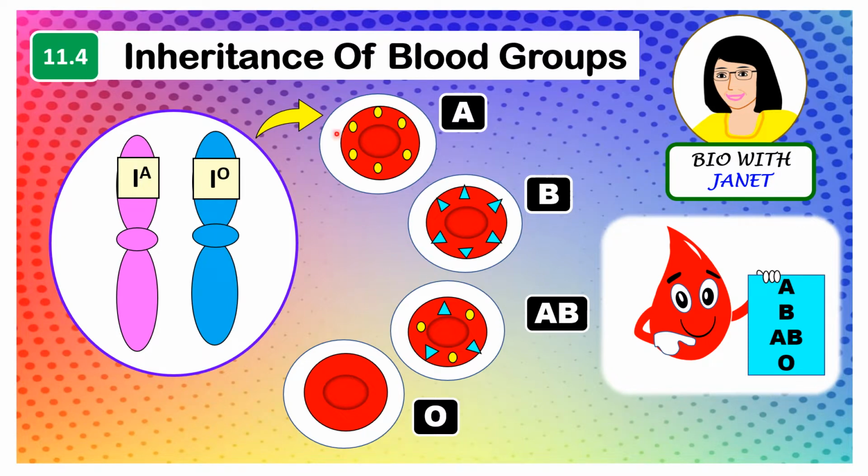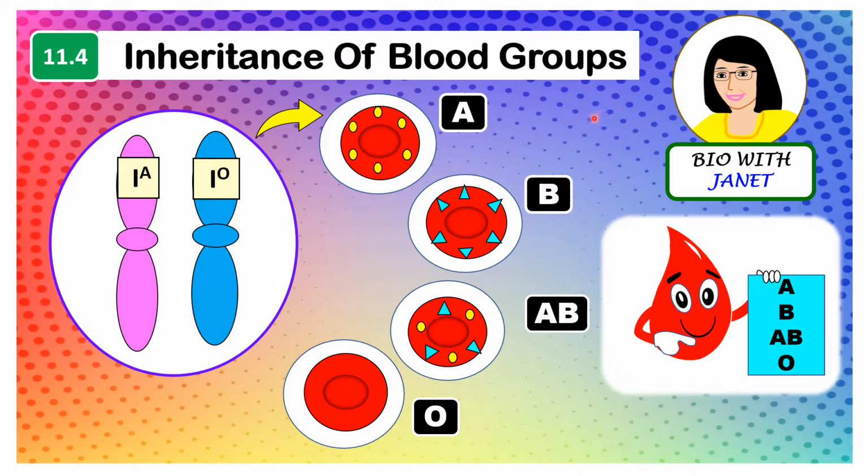So in today's video, we're going to discuss subtopic 11.4 in your Form 5 KSSM biology syllabus. The title is Inheritance of Blood Groups. So this is an interesting topic. Do you know what your blood group is? Have you tested your blood group before?